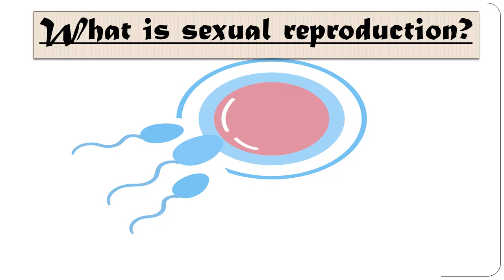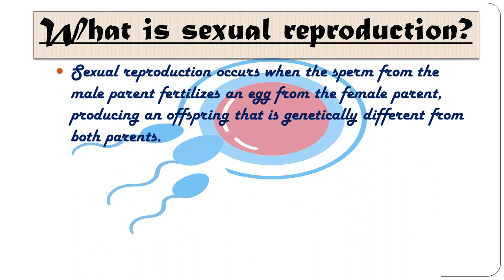First of all, student, let's learn what is sexual reproduction. Sexual reproduction occurs when the sperm from the male parent fertilizes an egg from the female parent, producing an offspring that is genetically different from both the parents. You can observe here that this is sperm. The sperm is the male gamete. The male gamete from the male parent will fertilize a female gamete, that is the egg cell or ovum, from the female parent, producing an offspring or young one that is genetically different from both the parents.